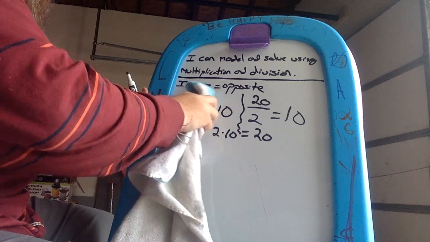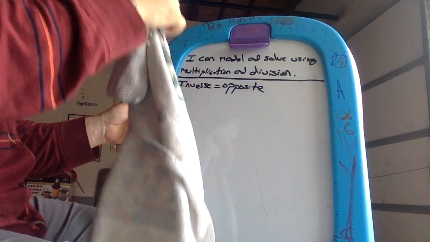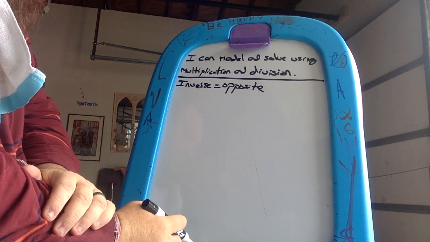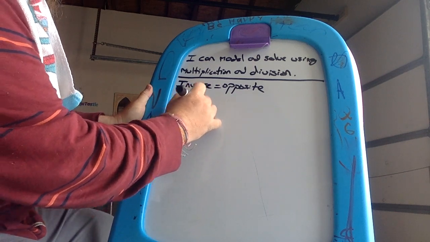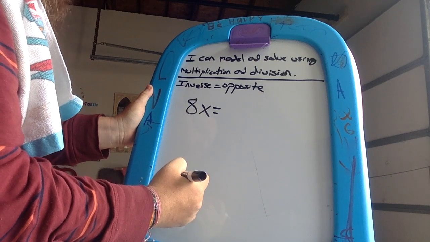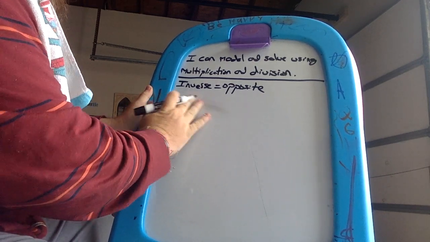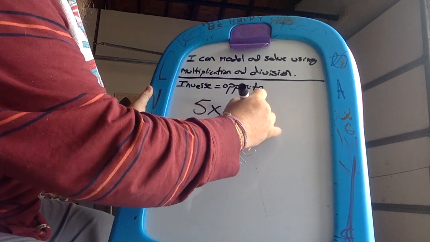Okay, so let's take a look at another one. What do we got here? Okay, so another one. Let's do 5x equals 25.